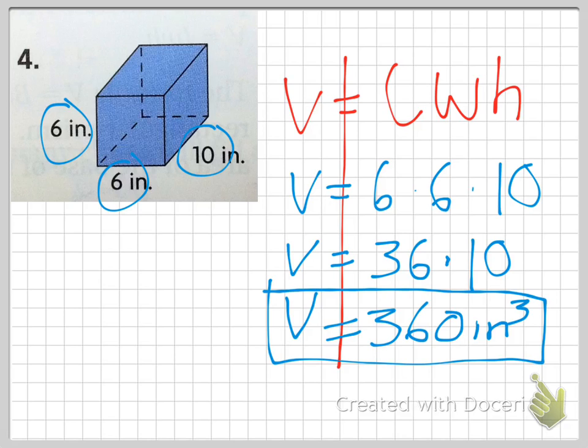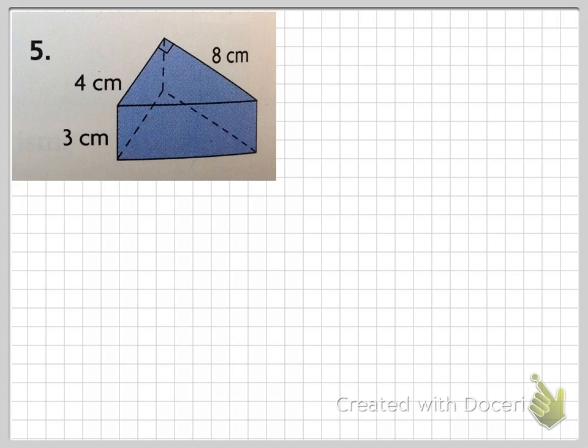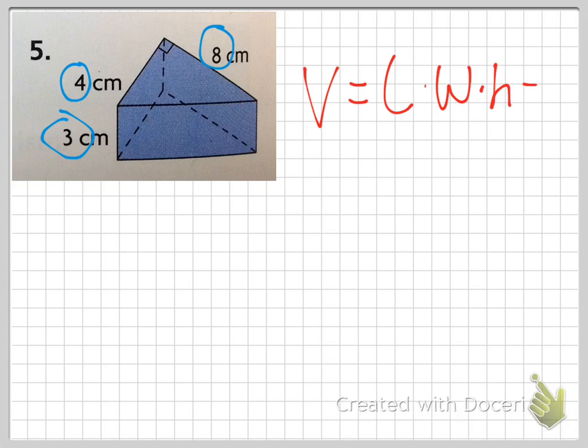Okay, let's look at one more example. Here's a triangular prism, right? Because it's got a triangle, 3-dimensional triangle shape. Notice again, it's only got 3 pieces of information. That's what we need to use. So we're going to use the formula for a triangular prism, which is V equals L, length times width times height, divided by 2.